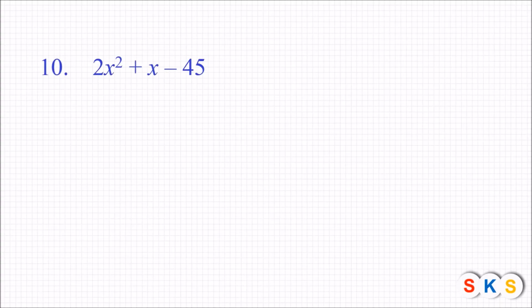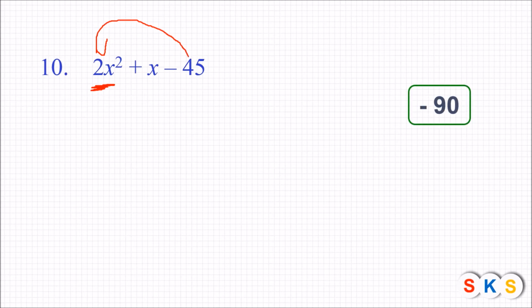Now here we have question number 10. Now you can see here the square term has coefficient other than 1, right? You can see the first term, a term which is square, has coefficient 2 which is other than 1. In that case, you need to multiply 2 with minus 45. If I multiply 2 with minus 45, we'll get here minus 90.